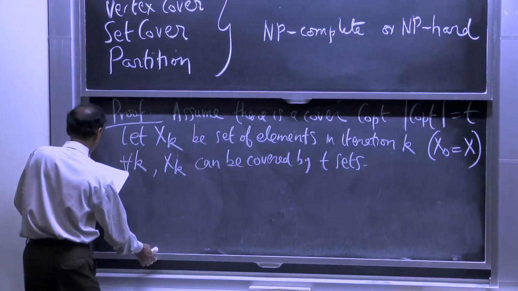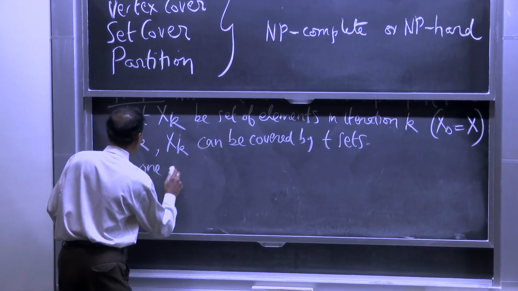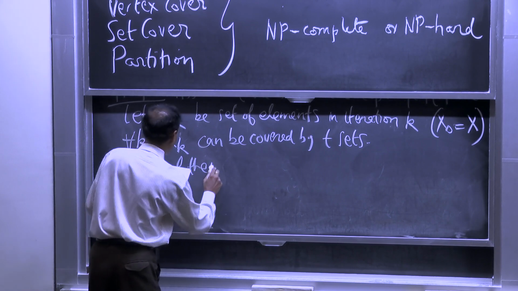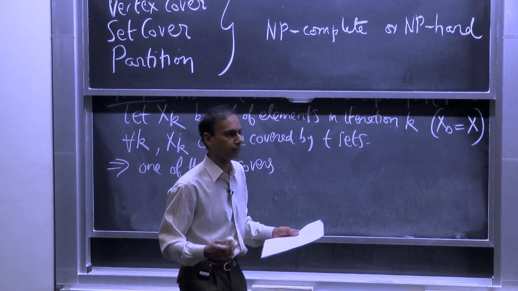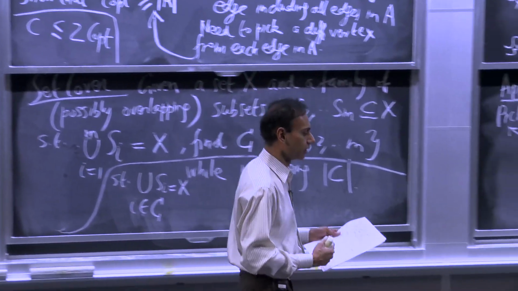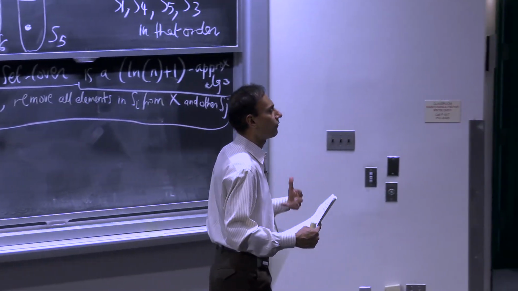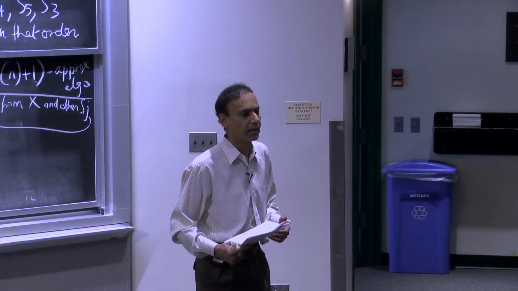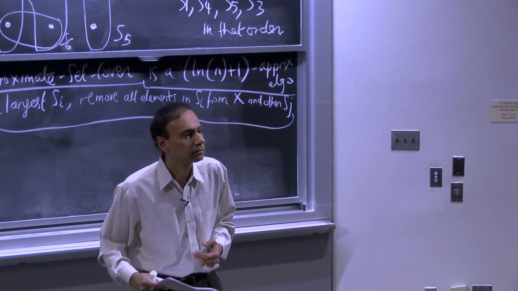So now, one of them covers what? What can I say about one of them? What principle can I use to make a claim about the number of elements that are covered by one of these T sets?